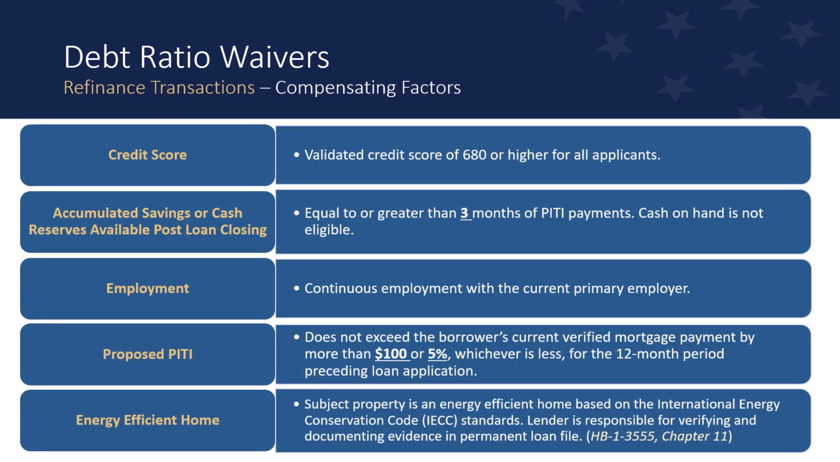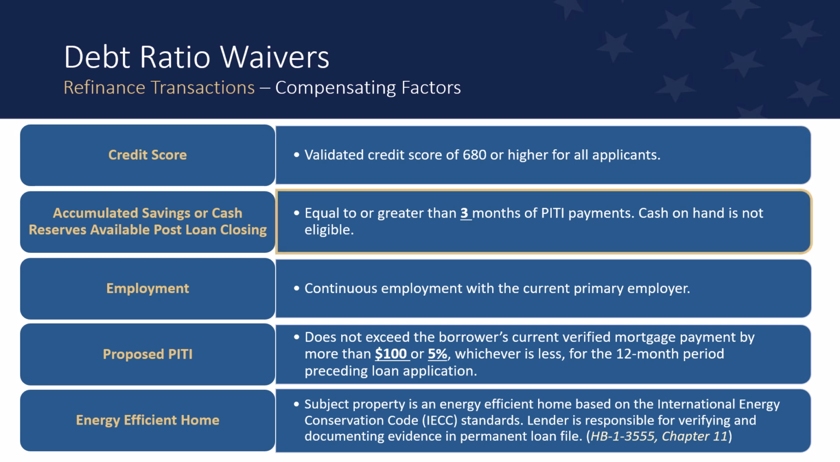The following are examples of acceptable compensating factors for debt ratio waiver requests for refinance transactions. The first is a validated credit score of 680 or higher for all applicants. Remember, for ratio waivers for purchase transactions, it was required that all applicants had a credit score of 680 or higher. For refinance transactions, this can be considered as a compensating factor.